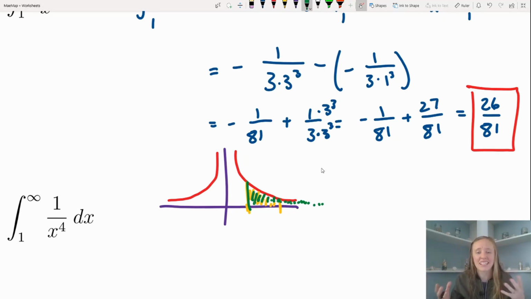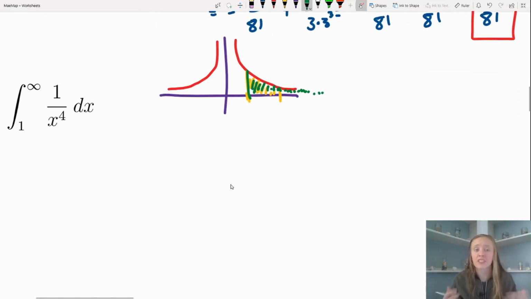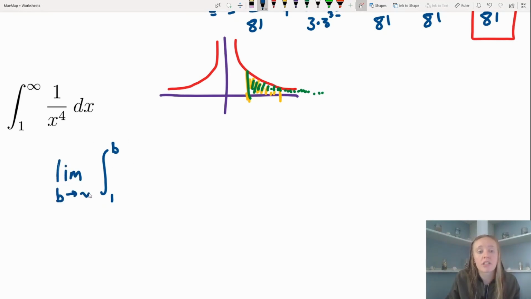So what exactly is that? How do we use that infinite bound? Why do you think refreshing your limits was so important? We're going to use limits. As opposed to having this infinity, I'm going to switch it out for b, or any arbitrary variable. So I'm going to set this integral up from 1 to some variable b. But remember, b is representing infinity, so I'm going to take the limit as b approaches infinity of the integral from 1 to b of 1 over x to the fourth dx.